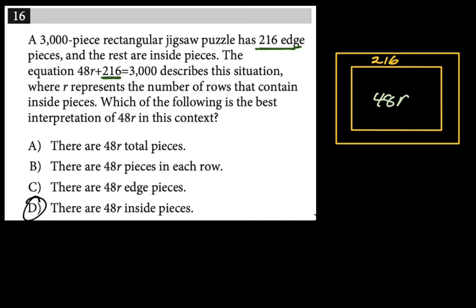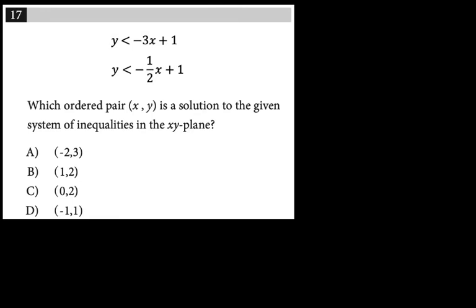All right, let's look at 16. Nope, let's look at 17, which is the next problem. Which ordered pair x, y is a solution to the given system of inequalities in the xy-plane? I don't really think there's a way to do this without subbing in, at least not a good way. So I'm just going to start subbing in. When you're convinced it's the only way to do it, and it's going to take a little while, jump in and start doing it.